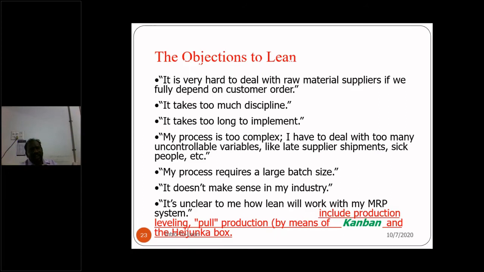My process requires large batch size. Suppose it is very precise, then again it does not make any sense in industry. So it's unclear how lean works with MRP systems, including production leveling, pull production, and Kanban, and these things.